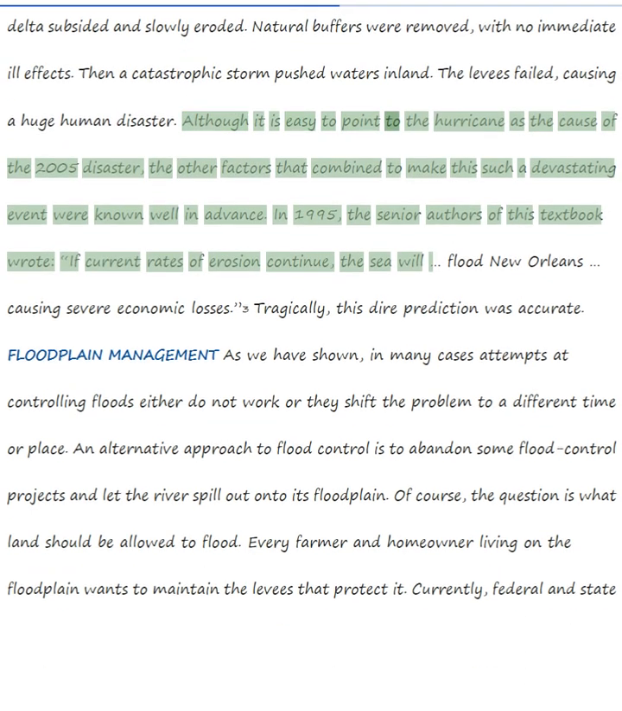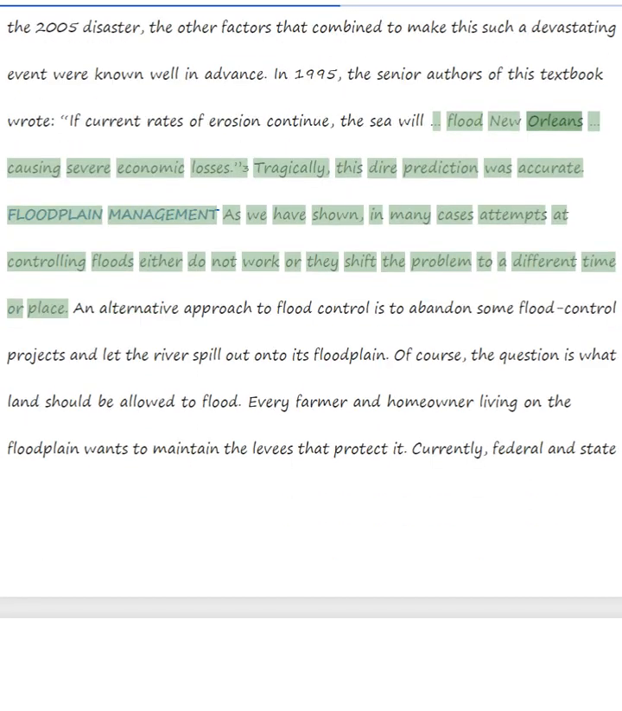Although it is easy to point to the hurricane as the cause of the 2005 disaster, the other factors that combined to make this such a devastating event were known well in advance. In 1995, the senior authors of this textbook wrote, "If current rates of erosion continue, the sea will flood New Orleans, causing severe economic losses." Tragically, this dire prediction was accurate.